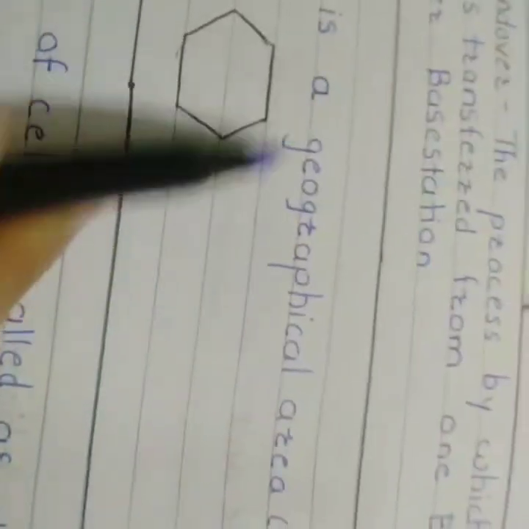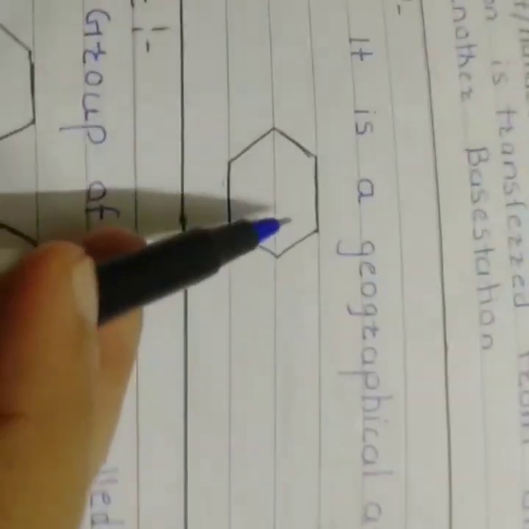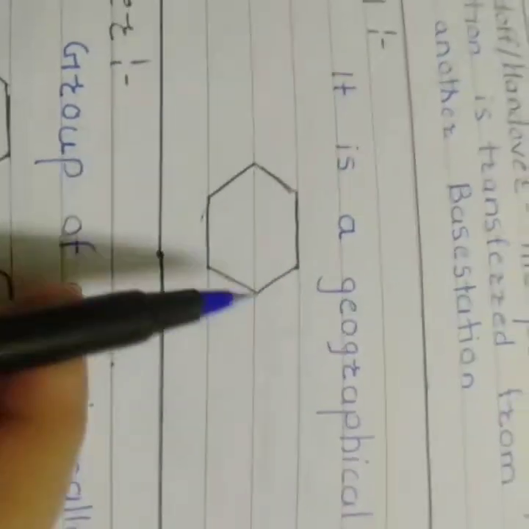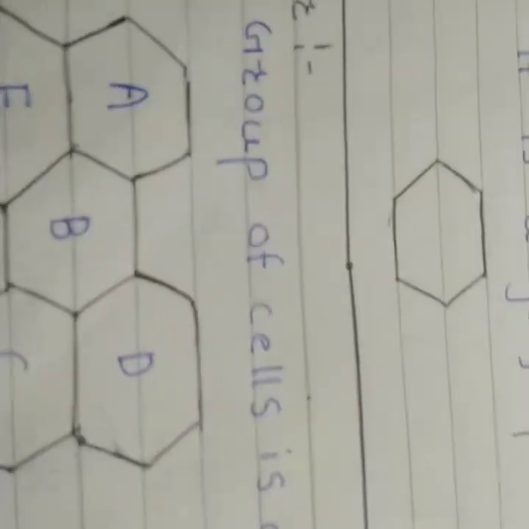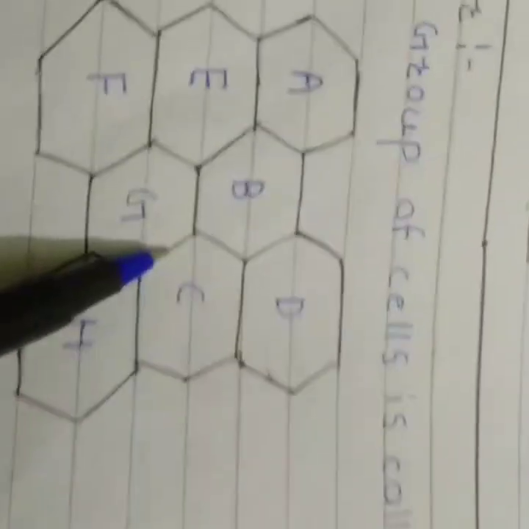So now what is a cell? As we know, it is a geographical area and its shape is hexagonal. Then what is a cluster? A group of cells is called a cluster. So here you can see this is cell A, B, C, D, E, F, G, H, a group of cells. That's why it is called a cluster.